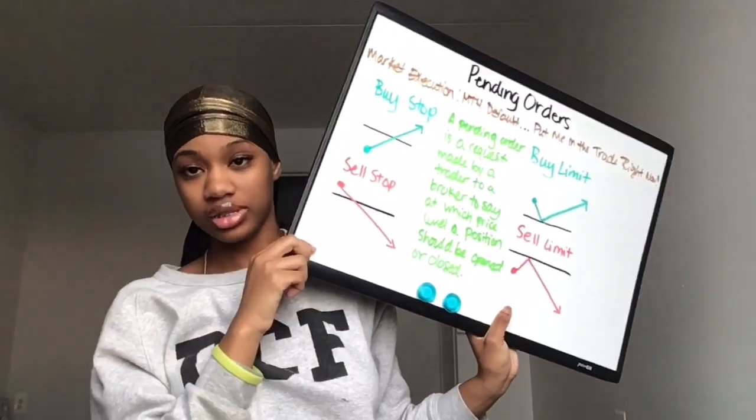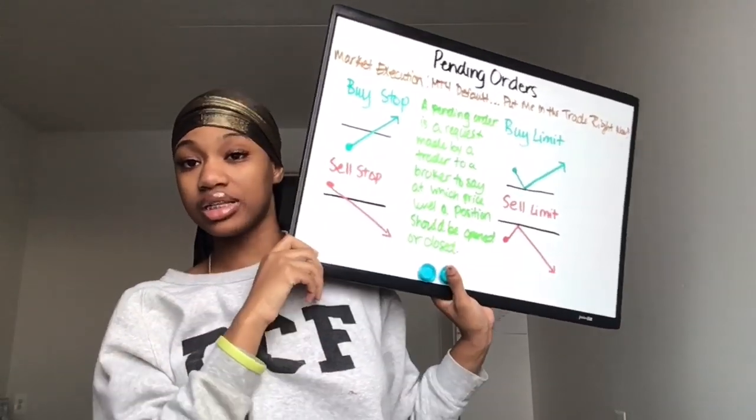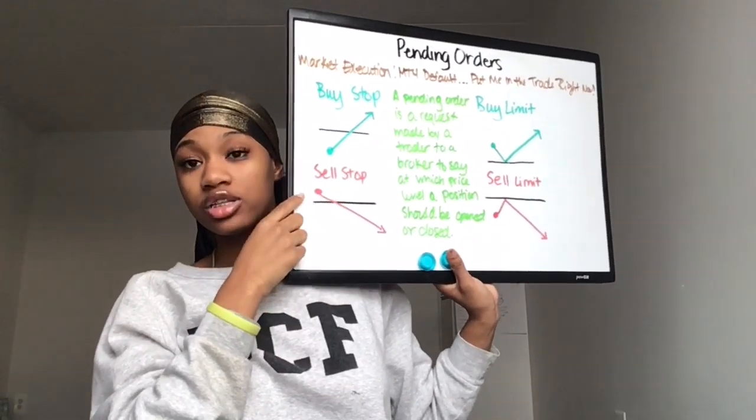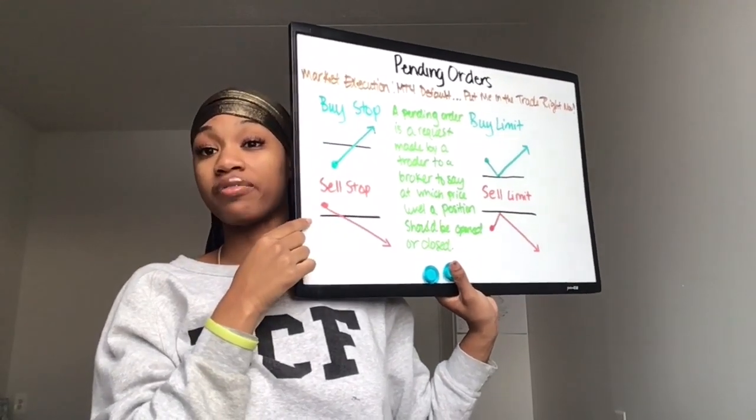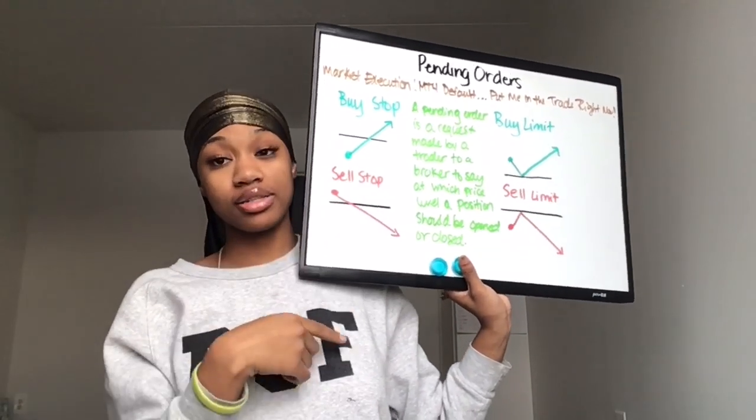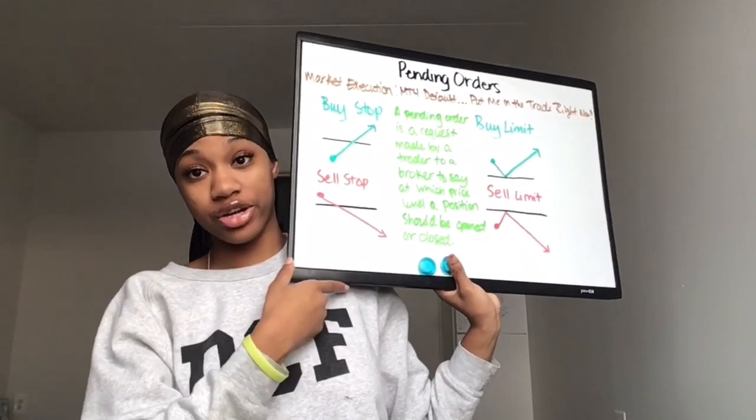A sell stop. A sell stop is basically saying you want price to go down. Once it goes down however many pips, you want it to activate you into the trade, and you're expecting it to go down even further, right?